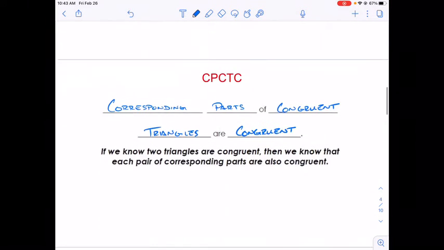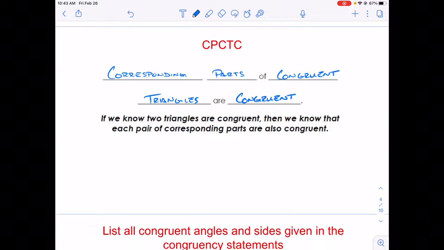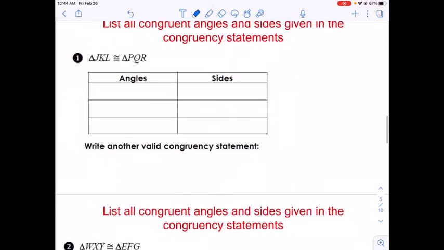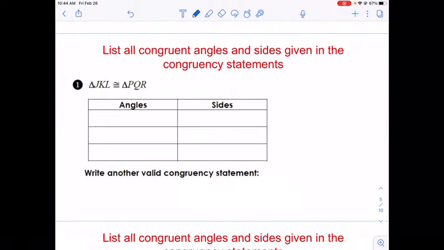So another topic we're going to look at here, and this is going to come up again in the future, is that you're going to see this phrase CPCTC. Corresponding parts of congruent triangles are congruent. That's what each letter stands for. So if we know 2 triangles are congruent, then we know that each pair of corresponding parts is also congruent. So once we can prove a triangle congruent, then we know that all the corresponding parts are congruent. And we're going to look at this next week. In these next few lessons, we're going to look at how we prove triangles congruent.